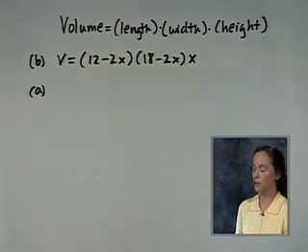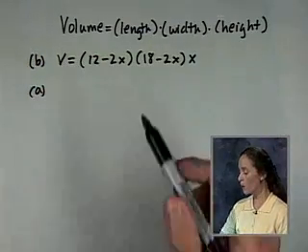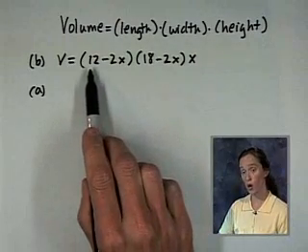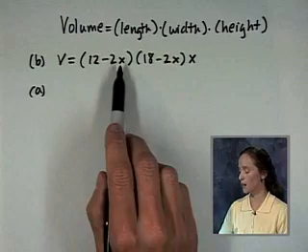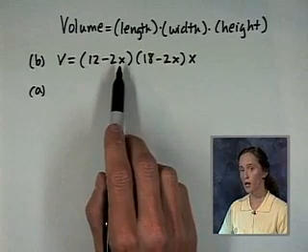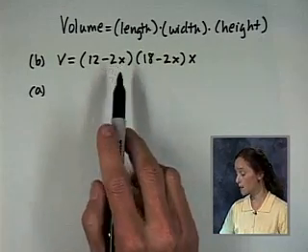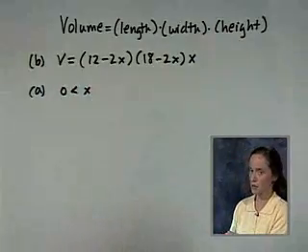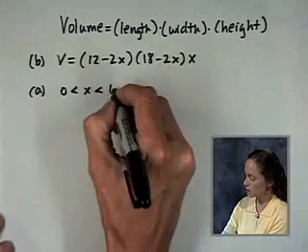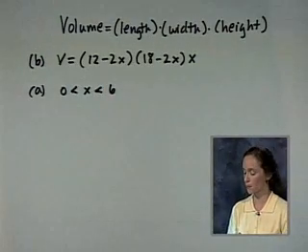Part A said write the restrictions. Well, if one of the dimensions of the cardboard is 12, we can't cut a piece out of either side or both sides of any size bigger than 6. And of course, we're not going to cut a negative piece out of each side. So the biggest thing that x can be is 6.